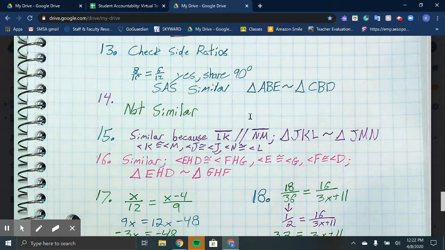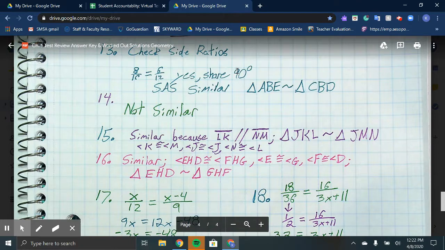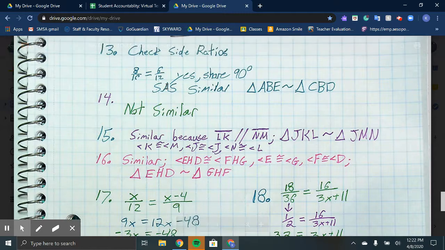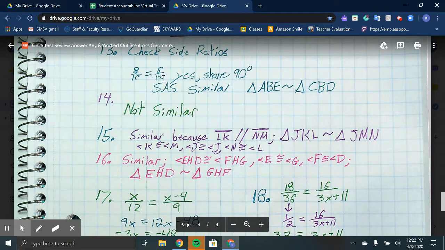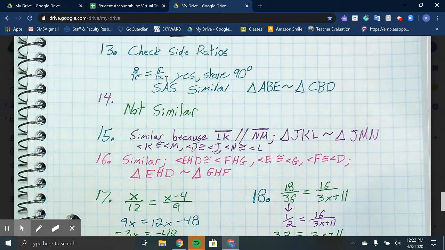Again, with 13, my advice would be they gave us the right angles, so I don't have to worry about that. Then they gave us the legs that make up the right angles. 8 corresponding with 16 and 6 with 12 on the two triangles. 8 over 16 and 6 over 12 are both 1/2. So in that case, we can say side angle side, ABE is similar to CBD.